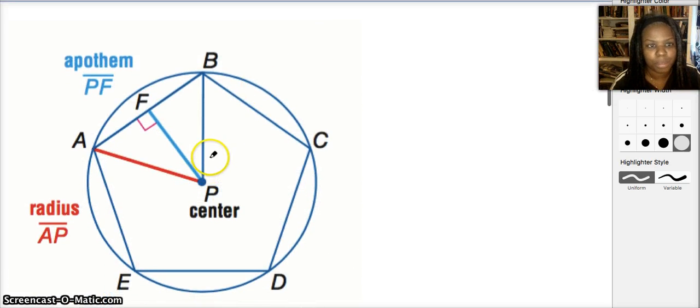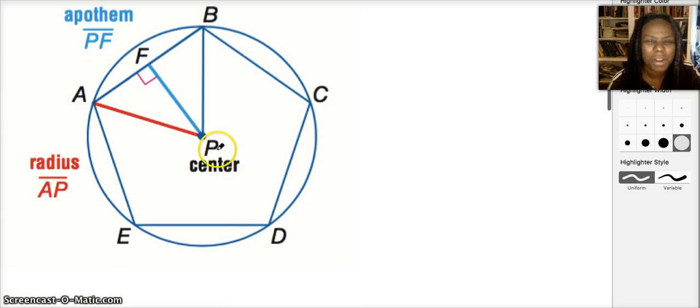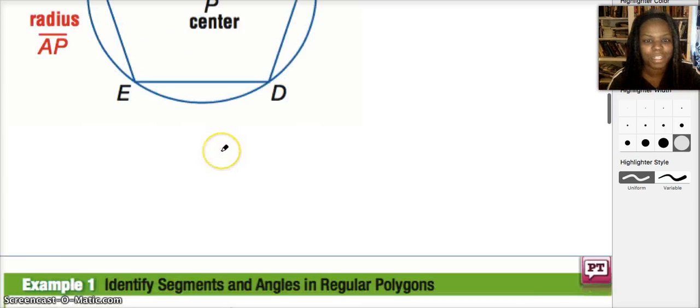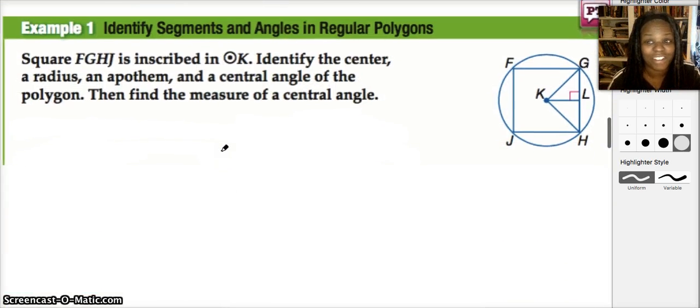This is just another picture of what we were talking about. I thought I'd use it. Probably should have because it's prettier, but that's okay. All right, let's get to our first example.